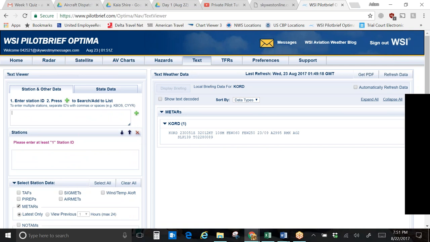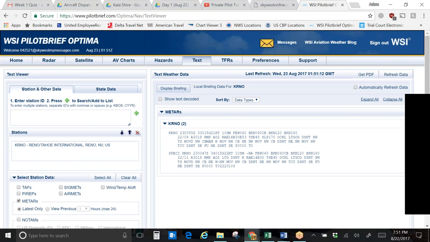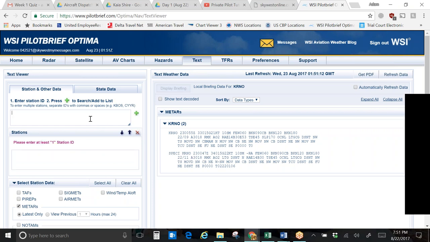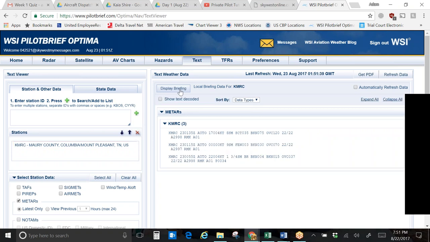When I was looking at it, I want to say Reno probably has weather. Yep, sure does. Now, most of that is in remarks. Let me see if I can find a different one. KMRC. KMRC. Maury County, Columbia, Tennessee. Ooh, looks pretty nice.